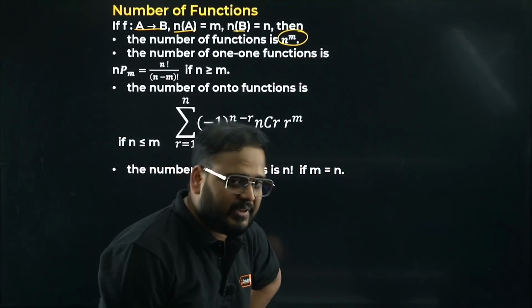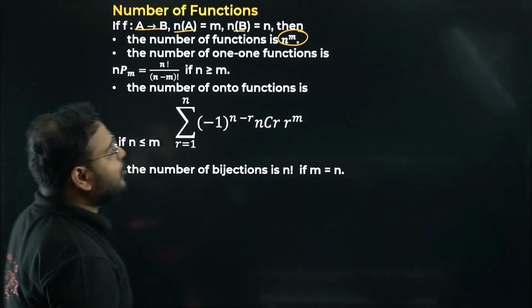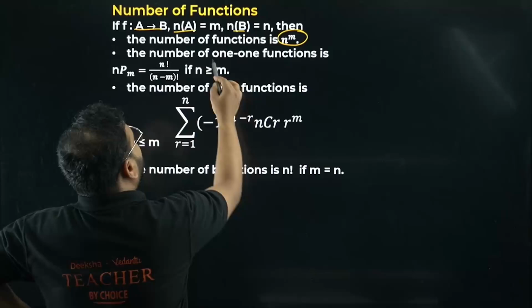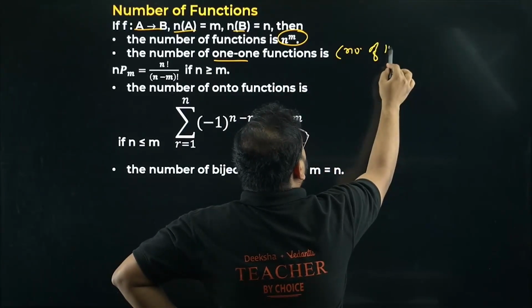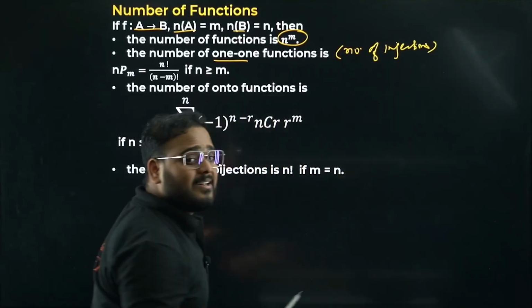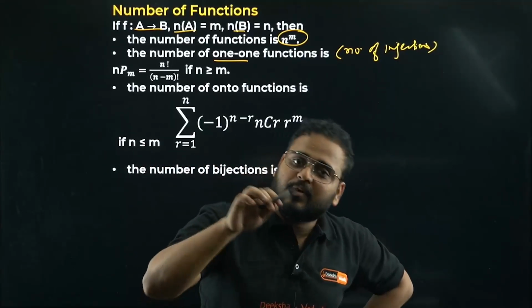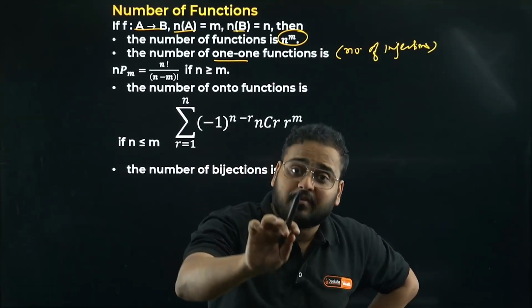N to the power m. Also, if you are looking for only injections, which means one-one functions, also called the number of injections, not the one that you get in a medical clinic. Injections means the number of injective functions, that is, the number of one-one functions, not the medical one.